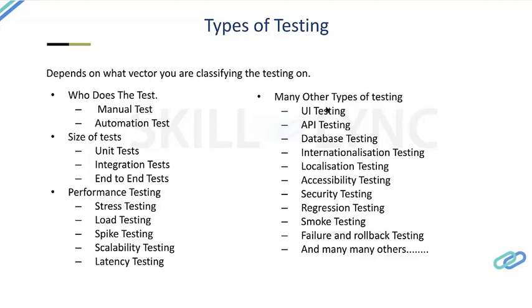And similarly, there are other dimensions of testing too. The first one would be who does the test. There are only two possibilities of doing the test. One is manual testing, and the other is automation testing.